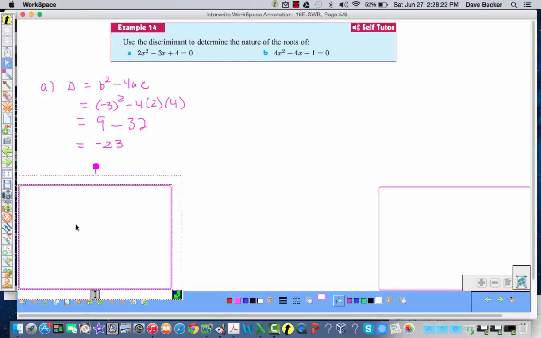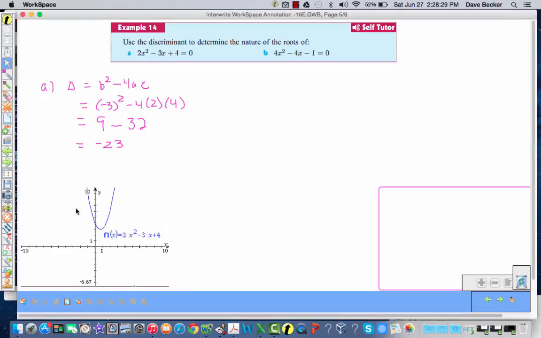So what is that going to look like? It's going to be a parabola that does not touch or intersect the x-axis right here. So there are no solutions. No real solutions is the correct way to answer this question, to determine the nature of the roots. The nature of the roots is that there are no real solutions.